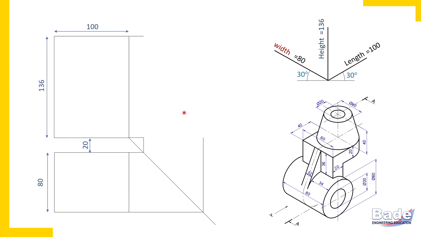Transfer height from the front view to the side view, and transfer width from the top view to the side view. So this is how we have transferred height, the same height 136 millimeters of course in the side view, and width 80 millimeters by rotating these projectors by 90 degrees. So this is of width 80 millimeters and height 136 millimeters.